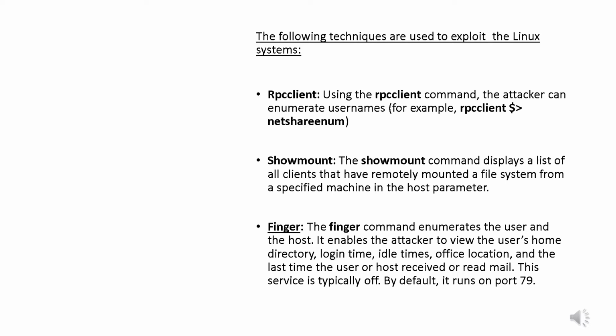rpcclient: using this command, the attacker can enumerate usernames. showmount: the showmount command displays a list of all the clients that have remotely mounted a file system from a specified machine in the host parameter. The finger command enumerates the user and the host. It enables the attacker to view the user's home directory, login time, idle times, office location, and the last time the user or host received or read an email. The service is also typically off, and by default it runs on port 79.